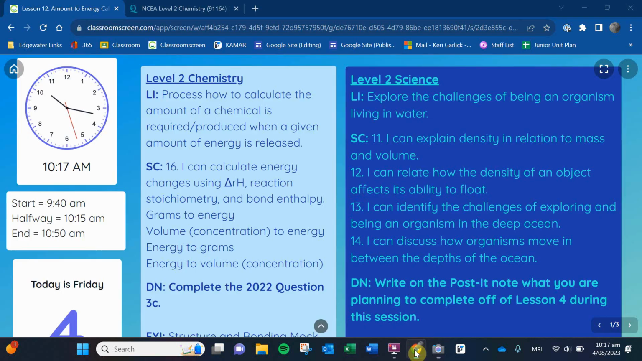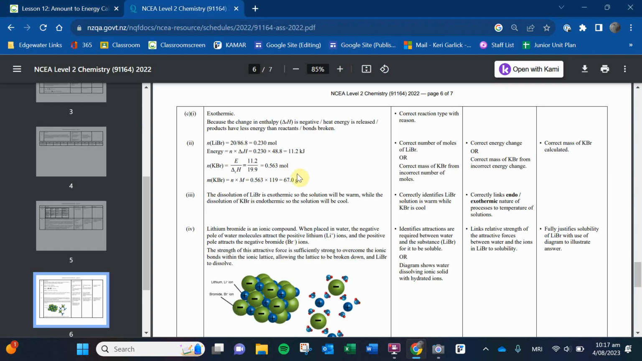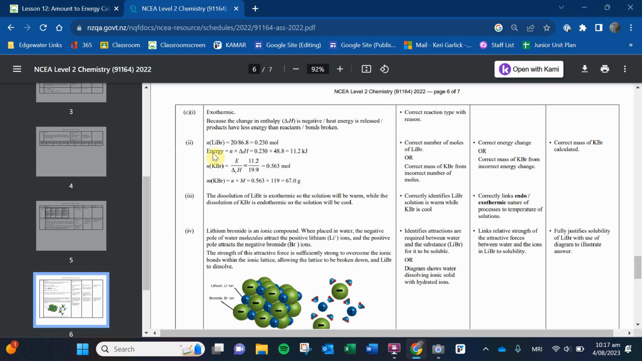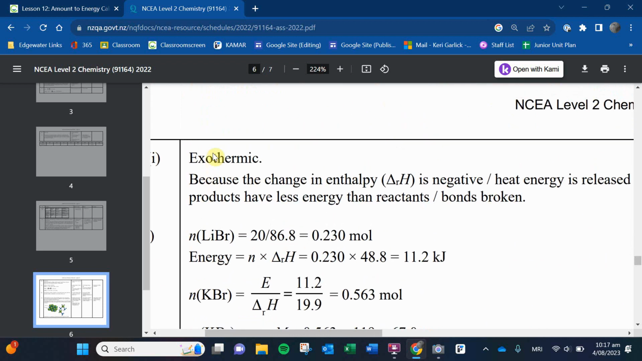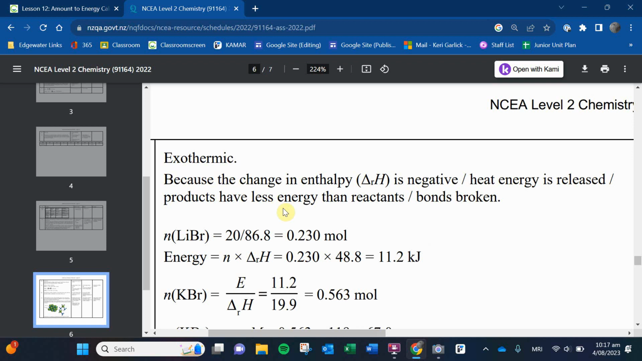I pulled it up off of the NZQA website because it is an NCEA style question. For the first question, you should have identified it as an exothermic reaction and then any justification that we are looking for. So recognizing that, the main thing I would say is that you notice that the enthalpy is a negative value.